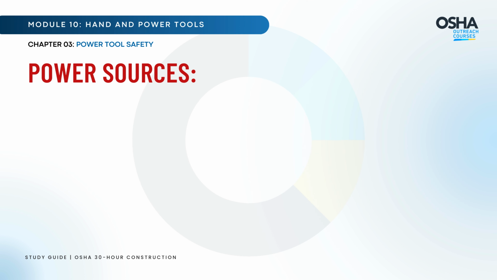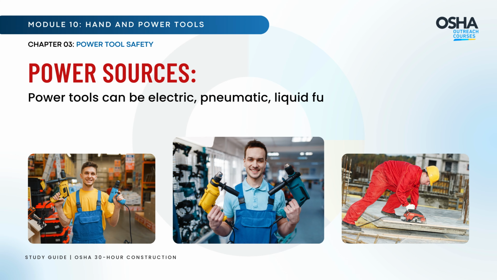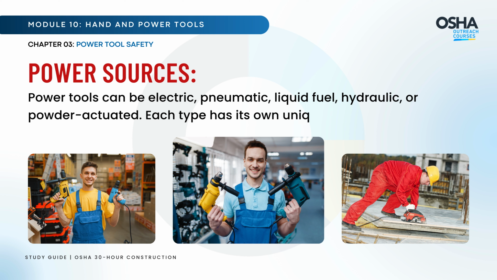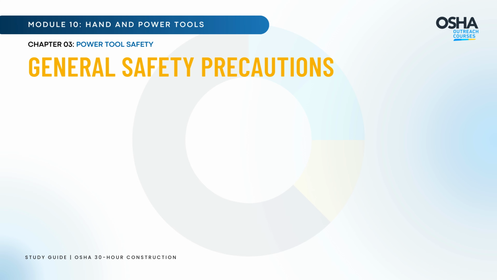What are power sources? Power tools can be electric, pneumatic, liquid fuel, hydraulic, or powder-actuated. Each type has its own unique safety considerations. Here are some general safety precautions.